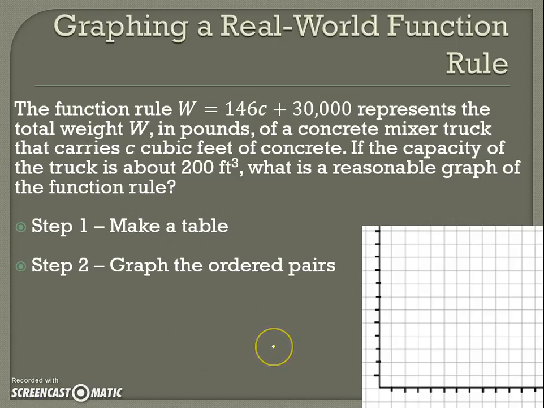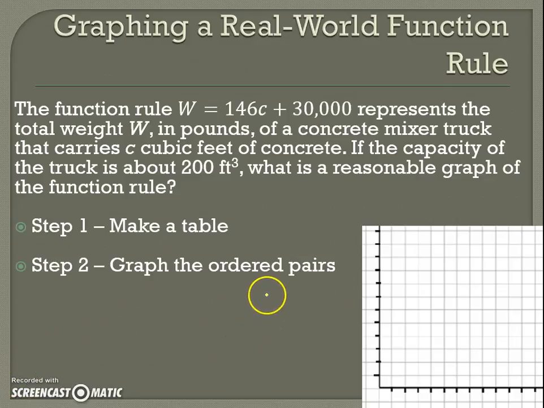All right, so graphing a real-world function. It says the function rule W equals 146C plus 30,000 represents the total weight W in pounds of a concrete mixer truck that carries C cubic feet of concrete. If the capacity of the truck is about 200 feet cubed, what is a reasonable graph of the function rule?